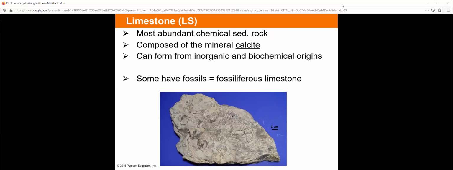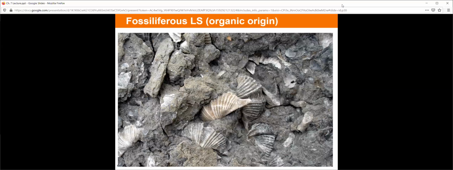Limestone, we've all seen limestone, very abundant, right? It's essentially the result of organic and biochemical mixtures to produce calcite, and that calcite solidifies. If you have fossils, that's called fossiliferous limestone, sort of just a location definition more so than anything else. But that's the process, right?